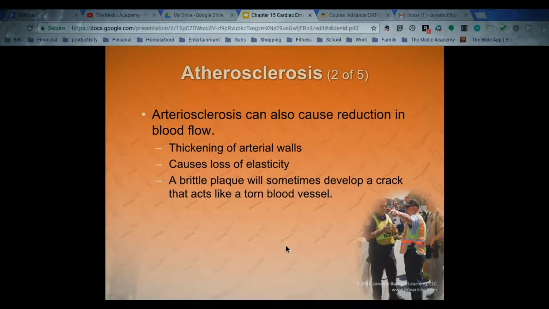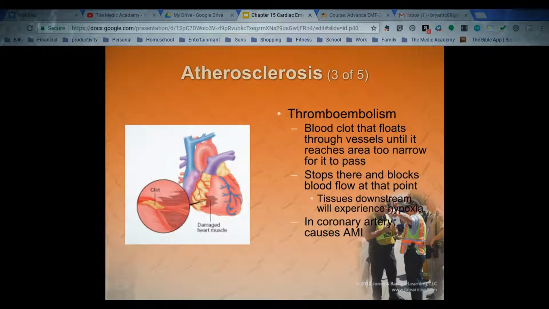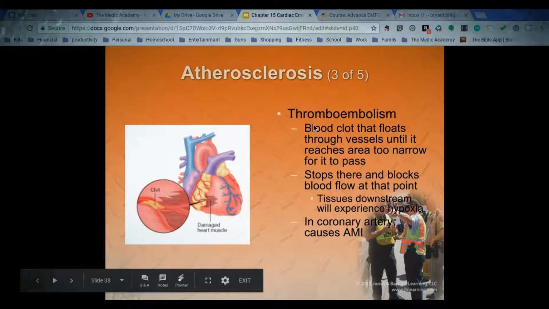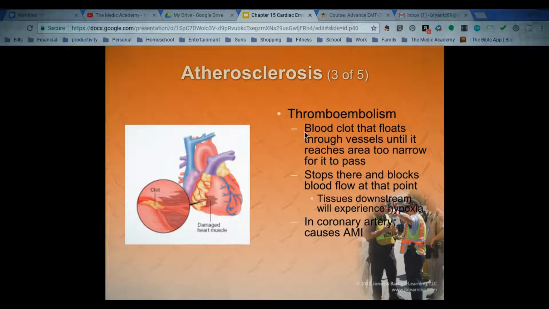Now, atherosclerosis, arteriosclerosis, can also cause reduction in blood flow. As I said before, this plaque causes narrowing of the artery wall so that blood cannot flow appropriately. All right, so if we look here, we're going to talk a little bit about that thromboembolism I just talked about. And that's a blood clot that becomes lodged and stops blood flow to an area of the heart. If you look here in this diagram, you'll see a clot. Well, this clot stopped blood flow to this area of the heart. So now this area of the heart begins to infarct. It starts to die.